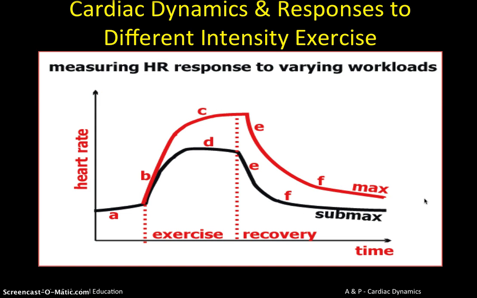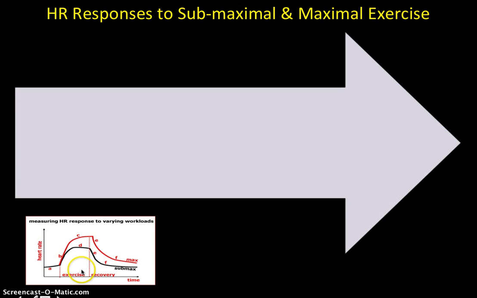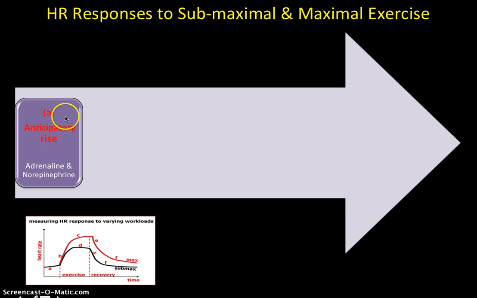Here's the same sort of graph, but I've got some letters identified here, and I've been using specific language when talking about the pattern. So let's just have a look at those. So here's our graph. A is where there's an increase in heart rate and cardiac output before you even start exercising, and that's due to anticipation, where adrenaline is released from your adrenal glands, and that increases your heart rate before you even start moving.